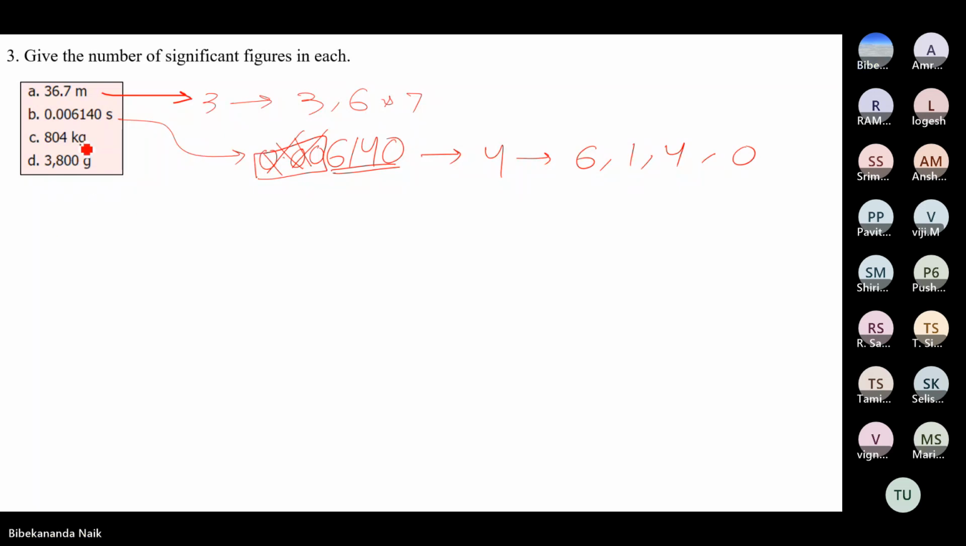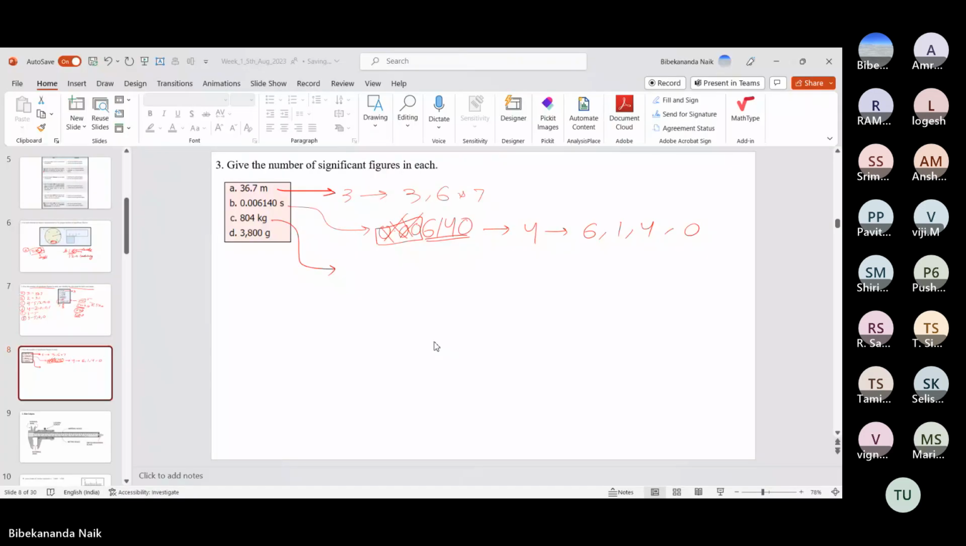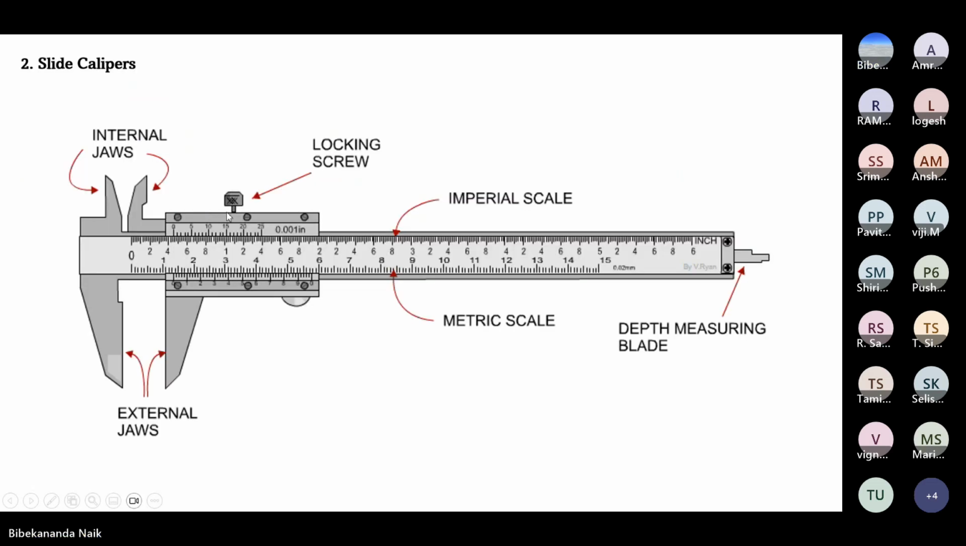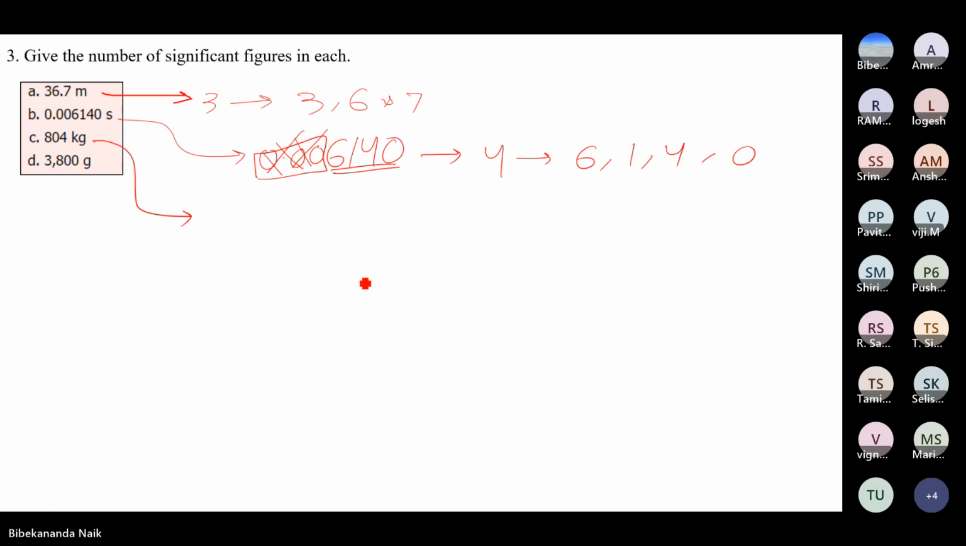Similarly, in C it is 804. Since there are no zeros in between the two non-zero digits, so all 3 of them are significant, and the number of significant digits in this case is 3, and they are 8, 0, and 4.